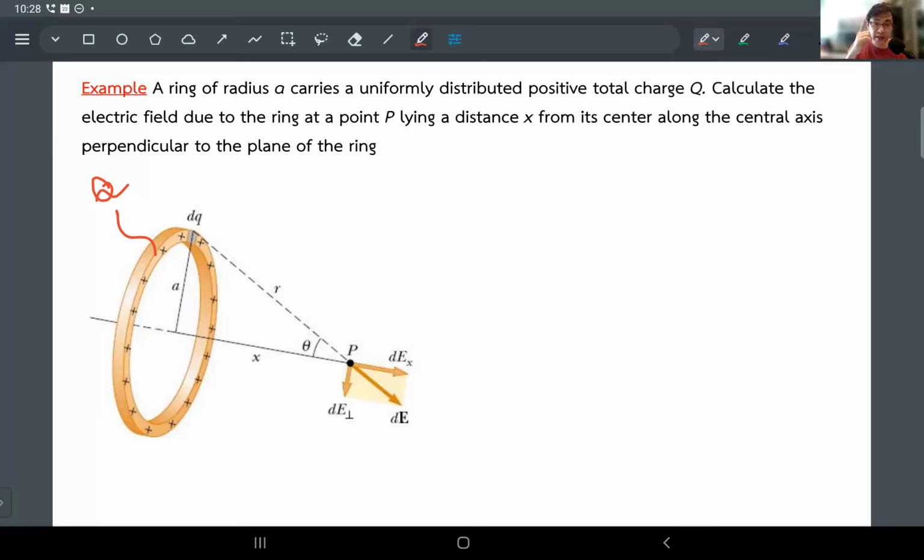All right, I'll give you maybe a 2-minute head start and see how it goes. But first things first, you need to slice a tiny piece of charge out of the ring. Let's call it dq, the charge contained in that tiny piece. That's your first step, and you're going to deal with the mini electric field due to that mini charge dq.